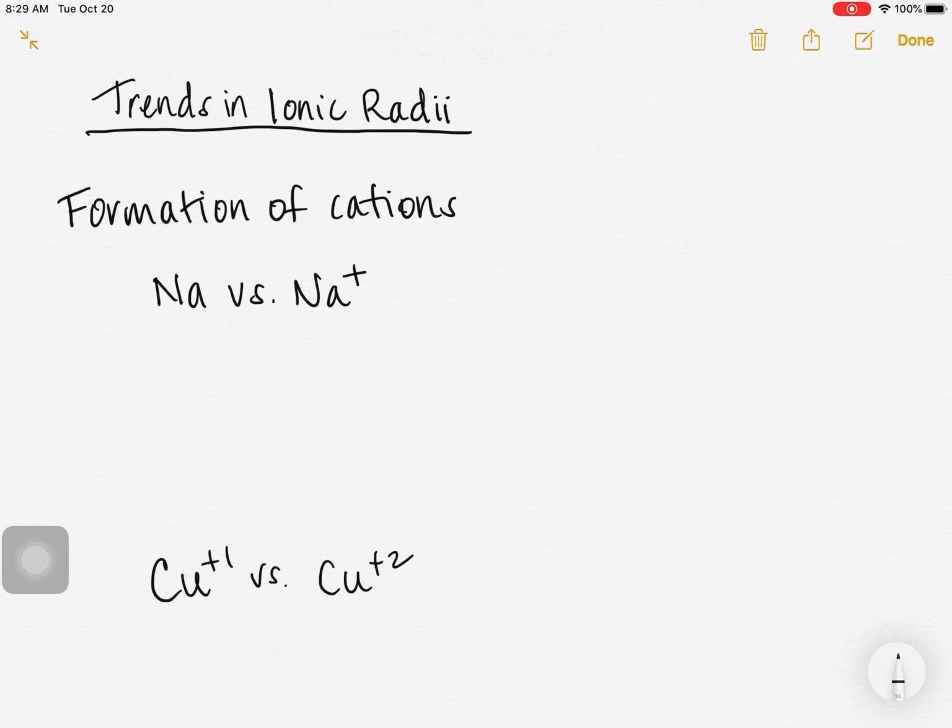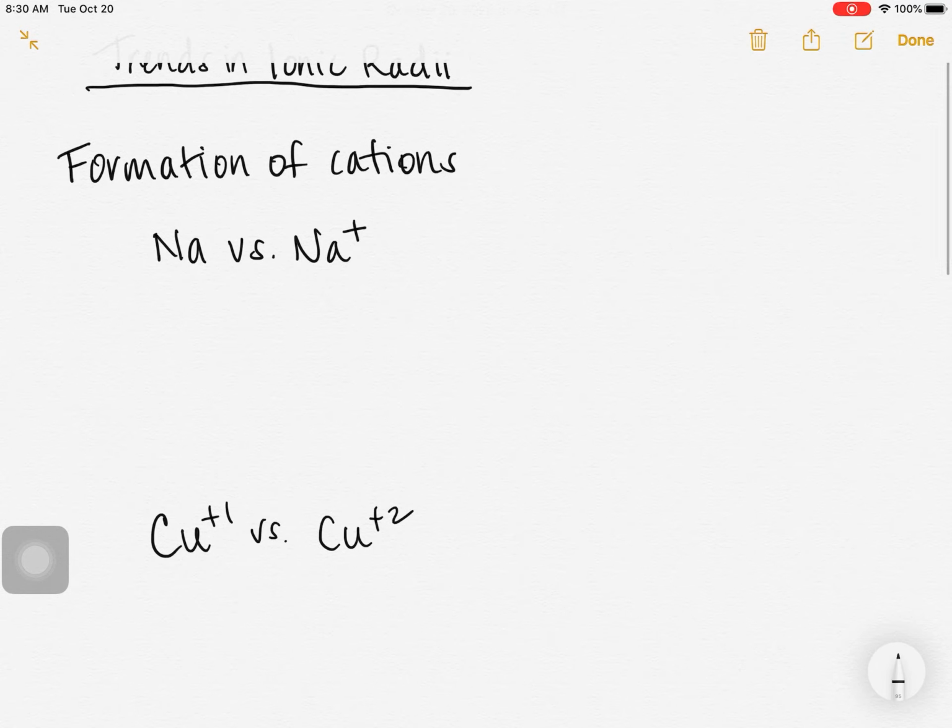Okay, so the first thing we're going to talk about is cations. My first example is sodium versus the sodium cation. There's a couple ways you can think about this. And so, of course, the idea here is who's bigger, who's smaller, in terms of size. With this example, the easiest thing to think about is energy level.